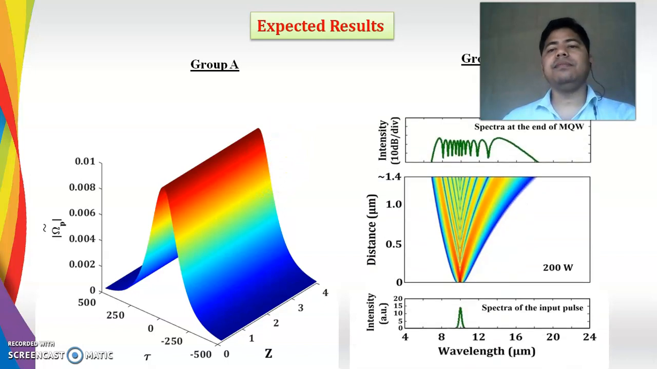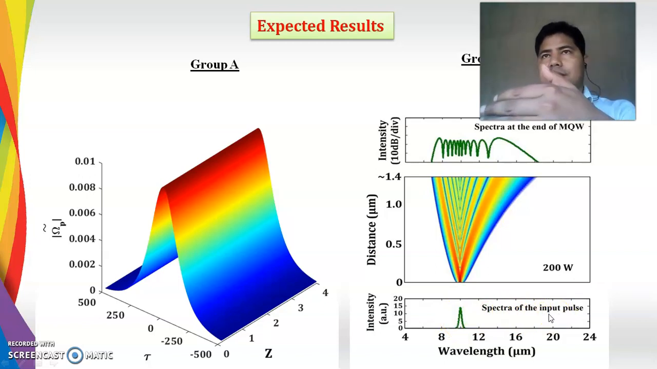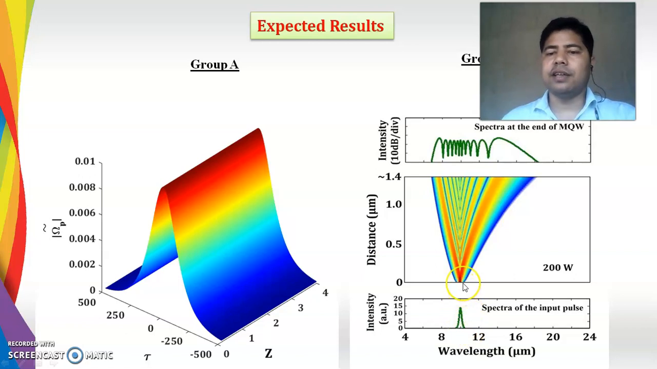For group B, group B will have this kind of picture. This is the typical structure of self-phase modulation. In self-phase modulation, what happens? Due to the pure effect of nonlinearity, there will be a production of various pulses at the end of this quantum well system. Say for example you have launched a pulse like this. This is a pulse which was launched at the initial point, meaning the entry point of this quantum well, and during propagation this will be the structure of the spectrum.